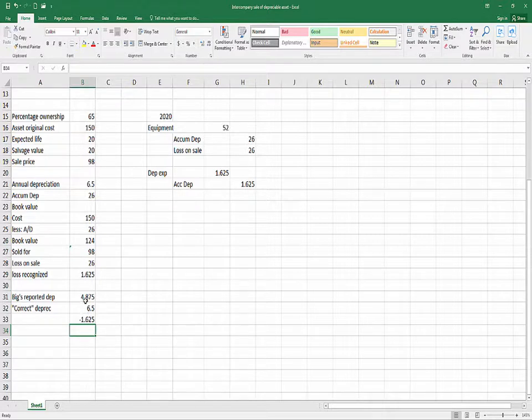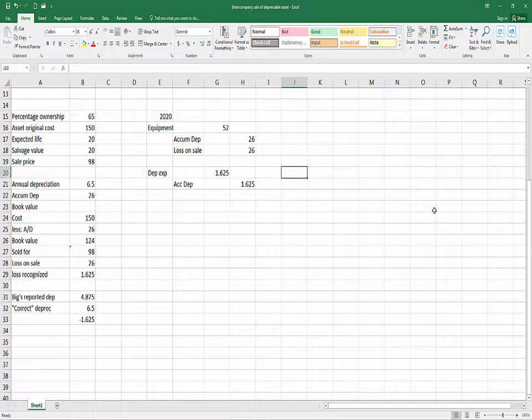So what we're doing is we're saying, look, again, easiest way by far as I'm concerned is to think of this in terms of the loss that's being recognized each year. Alternative, just as good, a little bit more time consuming, is to think of this in terms of the depreciation adjustment. Big is reporting depreciation of 4.875. They should be reporting 6.5, so we need to boost their depreciation expense by 1.625.